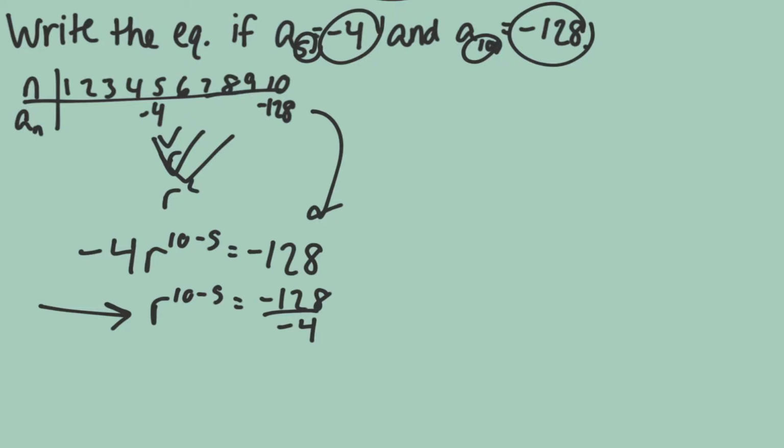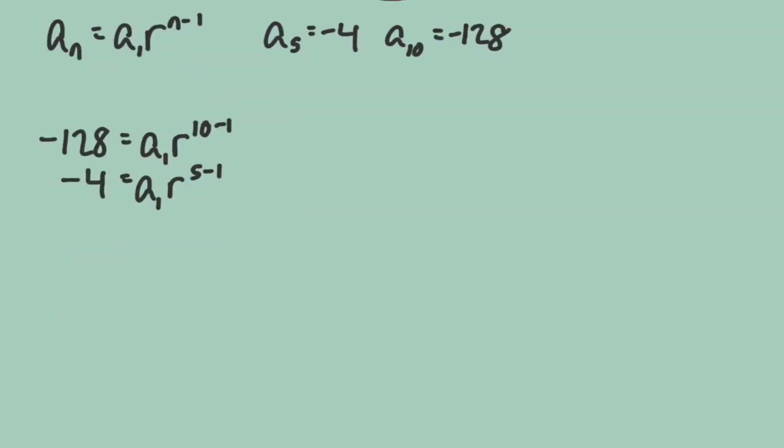Before I continue solving, I'm going to show you another way you could start that off. You have the general equation, and you plug one of your terms in, and you pick the one that has the higher term number first. So a sub n, a sub 10, the value of the 10th term is -128 equals a sub 1 times r to the n, term number is 10 minus 1. And then you do the same thing again, but with the other one.